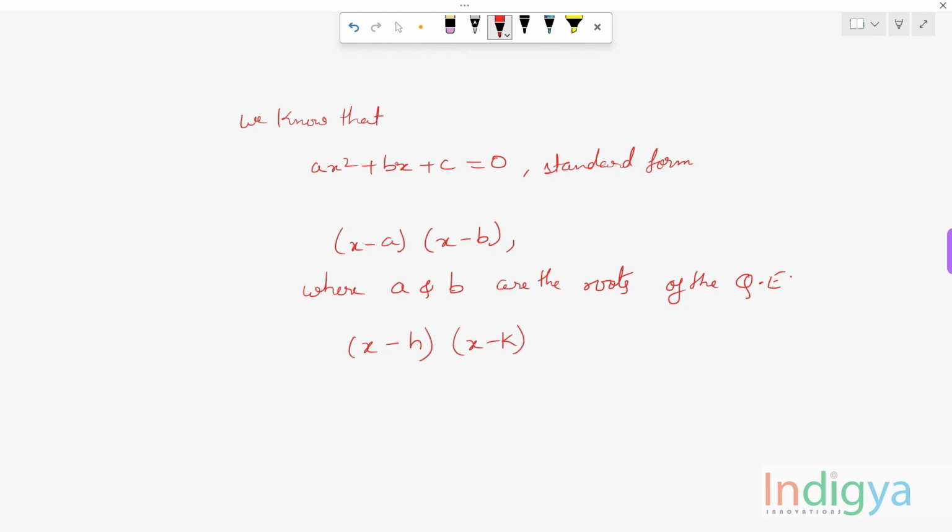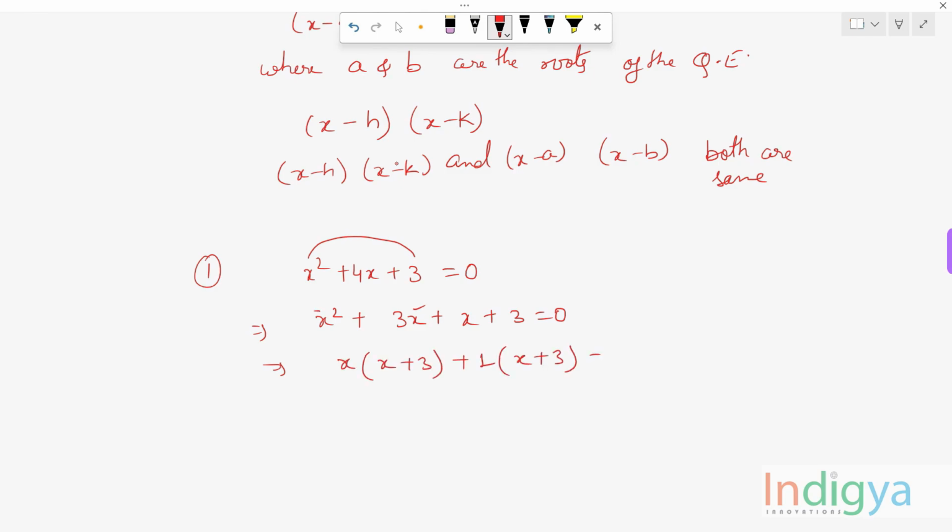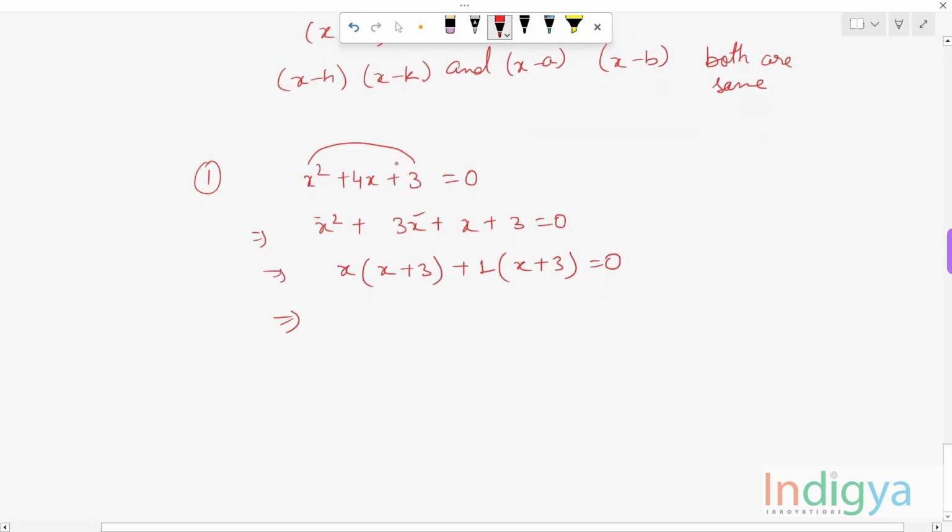x minus h times x minus k and x minus a times x minus b are basically the same thing. In a more simplified way, it is splitting up the middle term. Consider a quadratic equation x square plus 4x plus 3 is equal to 0. That could be written as x square plus 3x plus x plus 3 is equal to 0. In the further steps, it could be simplified as x times x plus 3 plus 1 times x plus 3 is equal to 0. So here we will get x plus 1 times x plus 3 is equal to 0.